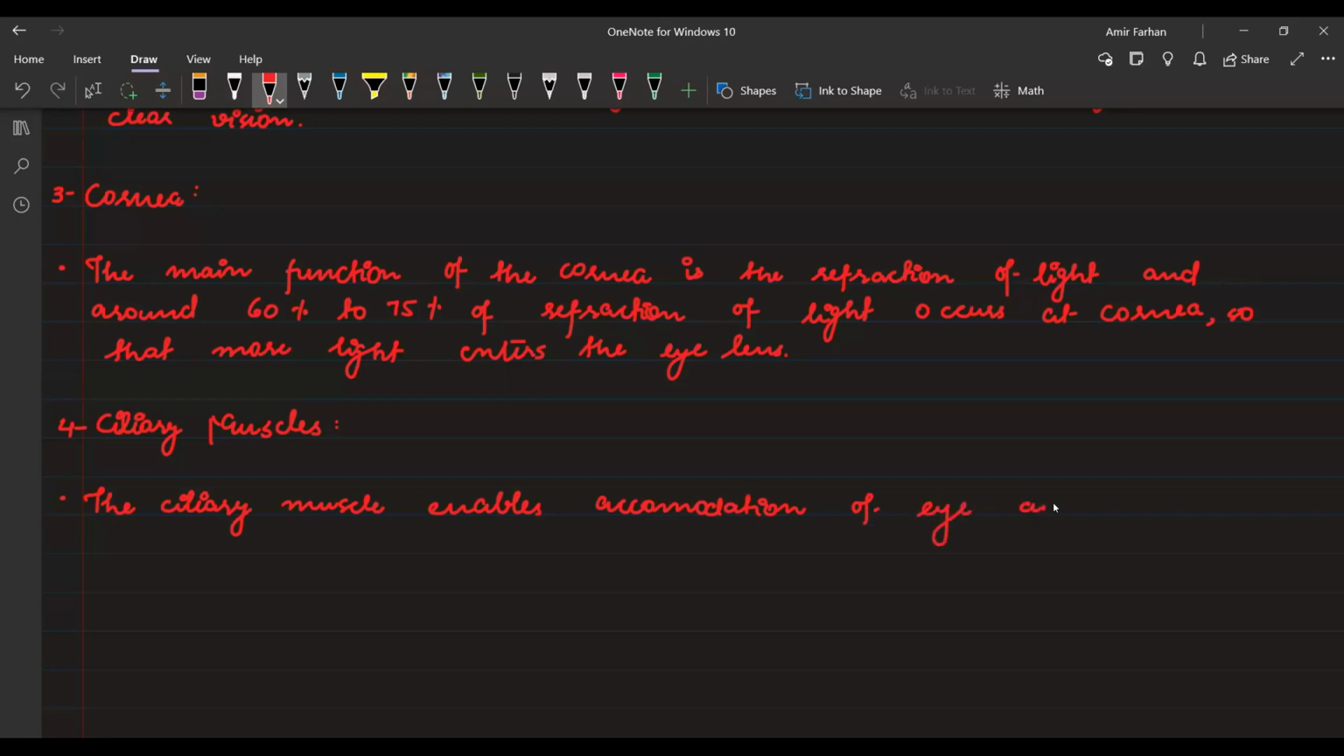Accommodation of eye, and changing the shape of the lens.